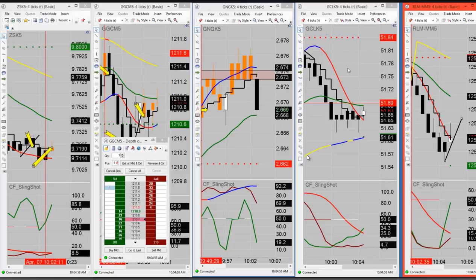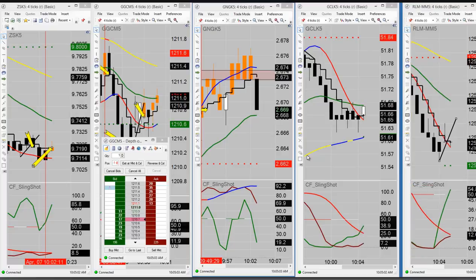All right. How do you use the weekly zones? You can use them as support or resistance or areas not to trade. Susie, you can use them as targets if you want.